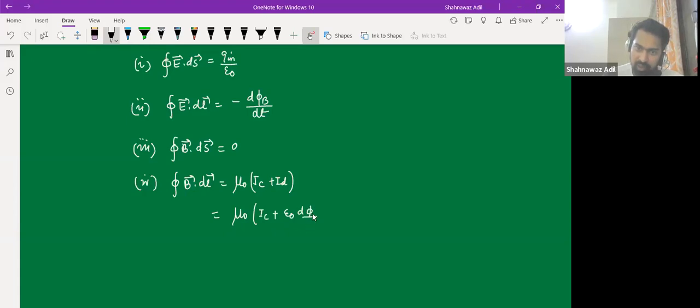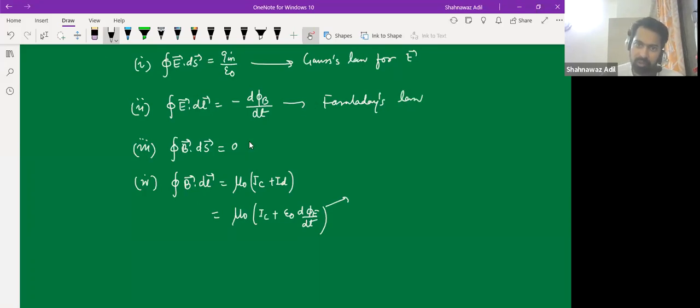Phi by dt. So this was Gauss's law for electric field. This was Faraday's law, right? And this was Gauss's law for magnetic field, and this was our Ampere's circuital law with Maxwell's correction.